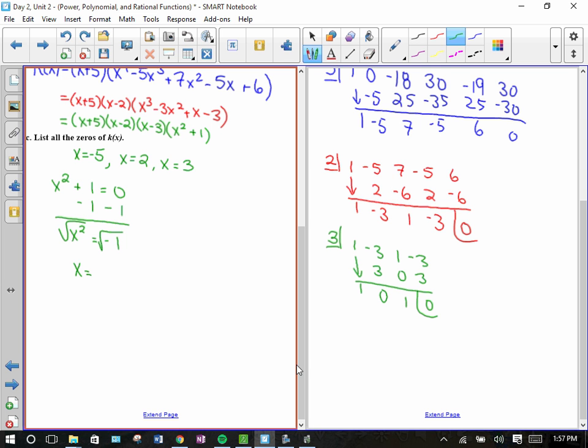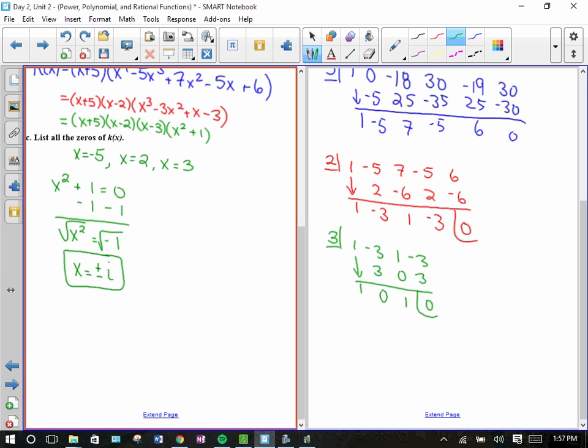X is going to equal... now in this case, you can't take the square root of negative numbers. However, with imaginary numbers, we know that i squared is negative 1, and the square root of negative 1 is i. So we get x is equal to plus or minus i. Okay? So those are our imaginary zeros, plus or minus i. Positive i and negative i.